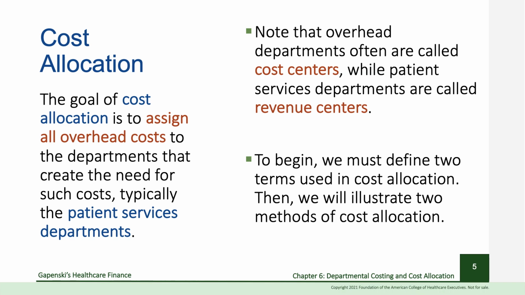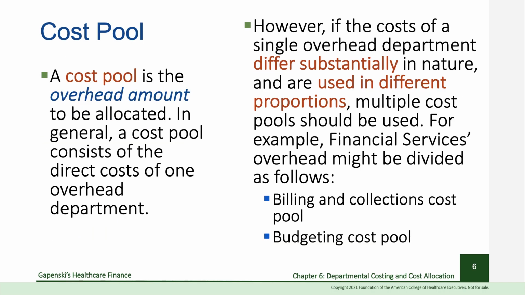The overhead departments are often called cost centers, while patient services departments are called revenue centers because they are directly generating revenue. So we have to define two terms that are used in cost allocation. Then we will illustrate the two methods of cost allocation. So the first thing that we need to understand is cost pool. Cost pool is a grouping of similar cost to be allocated. Cost driver is the basis on which the allocation is made.